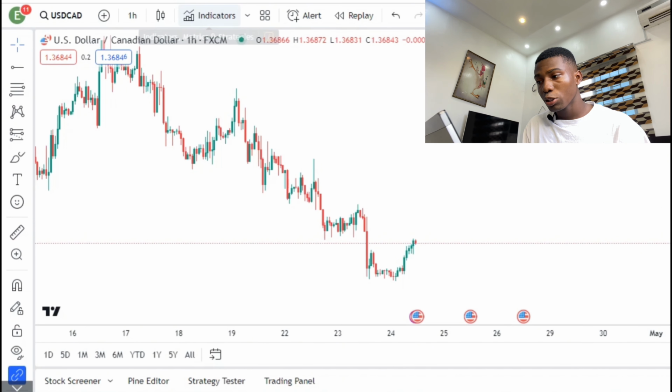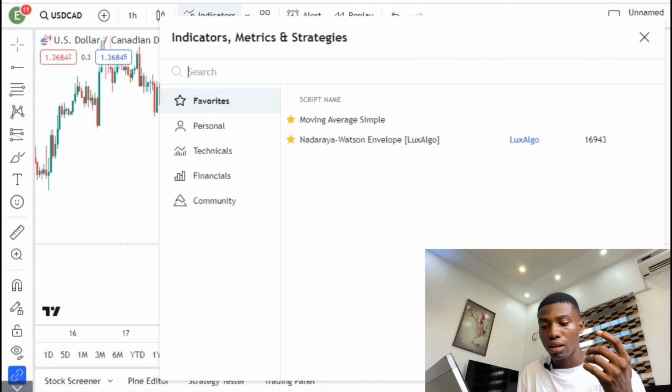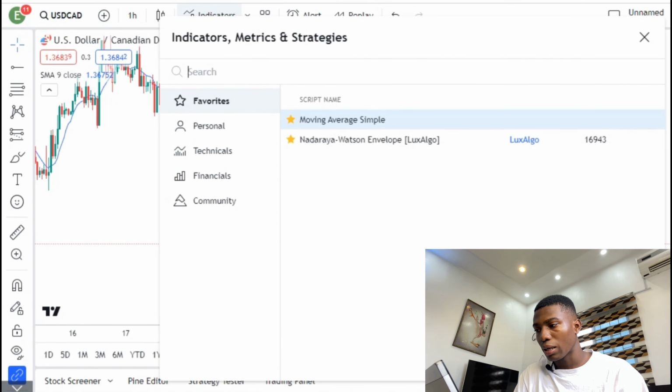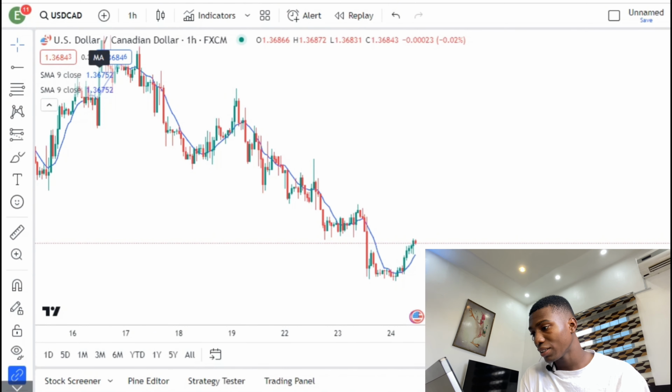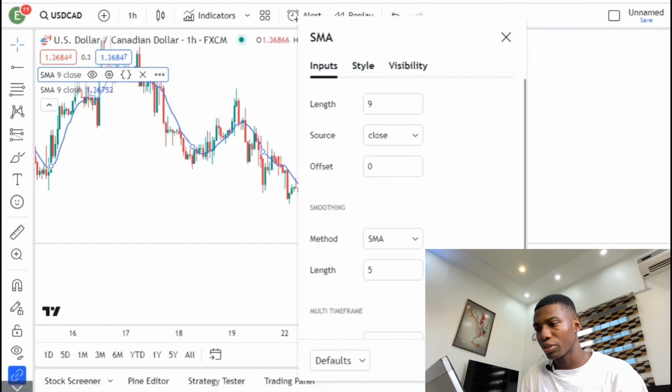Now the two major moving averages that I use are the 9 simple moving average and the 25 simple moving average. So I already have this in my favorites, which is the indicators section. I'm going to add one and I'm going to add two. Once you've added these two moving averages, you have to pick any one of the settings, let's say 9. Since the default right here is coming in with 9, we might as well just leave it.